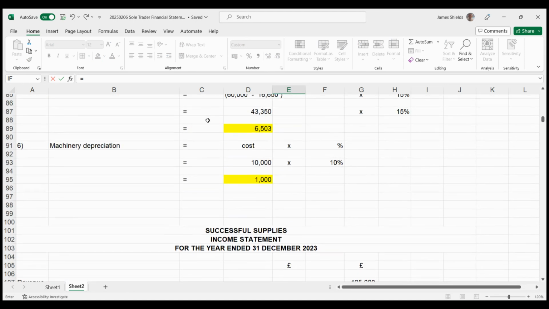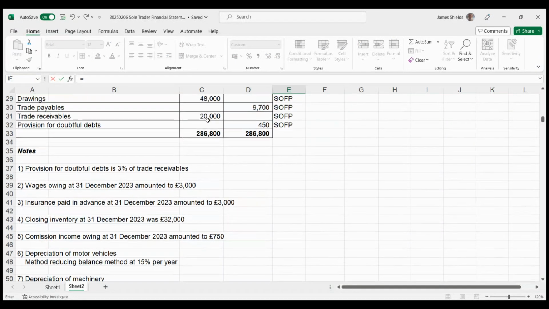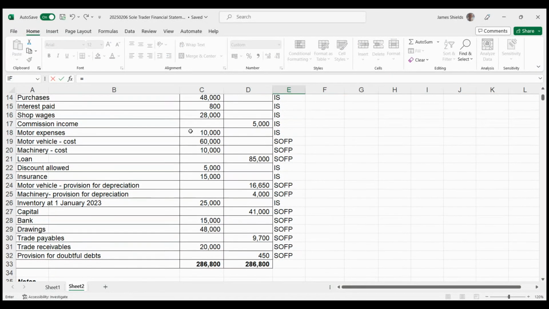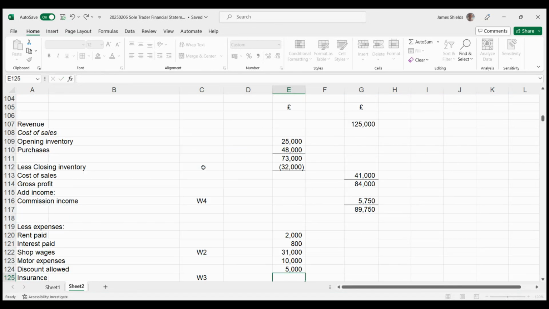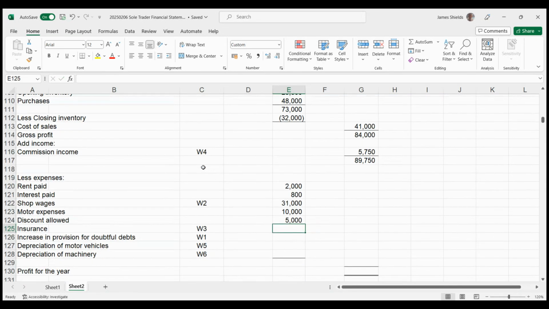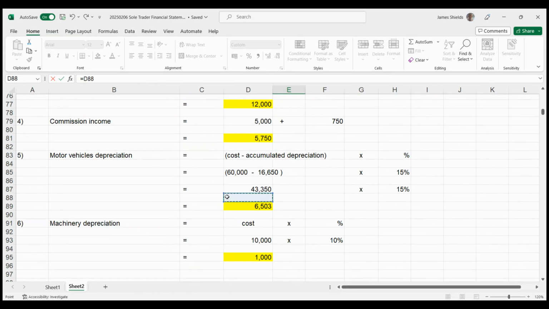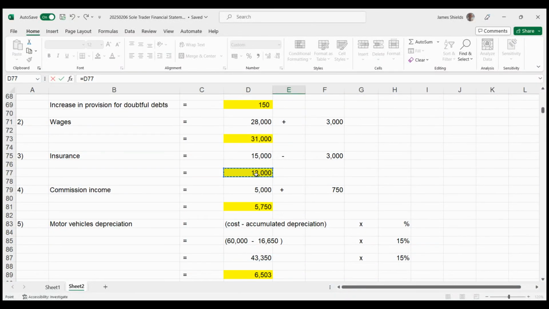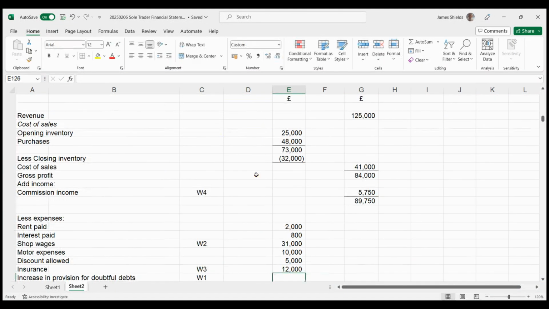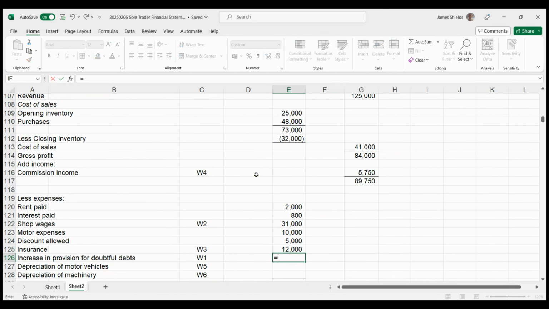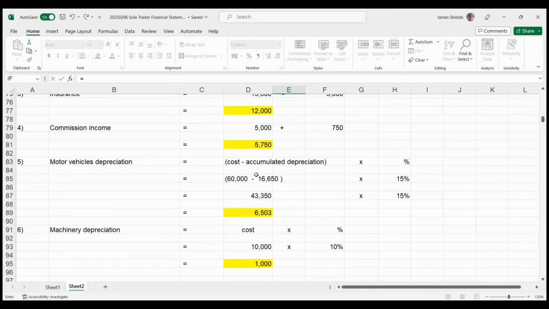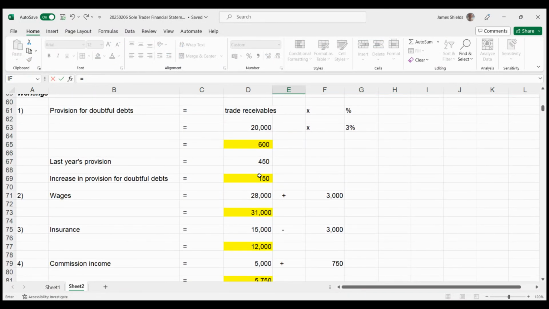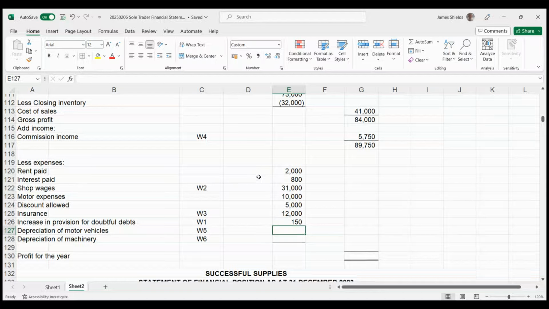Discount allowed, straight from your trial balance. Here we have £5,000. Increase in provision, next is insurance. Insurance then, got W3 next to it, so that's going to be working number 3. And we've got a total there of £12,000. Now the increase in provision for doubtful debts, that was working number 1. So the increase there was the £150.